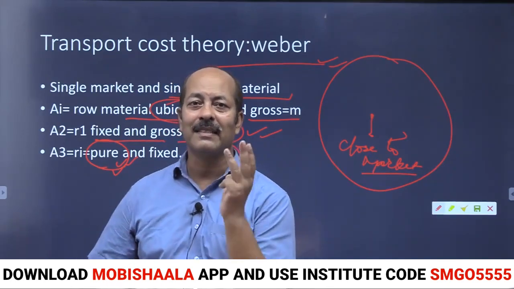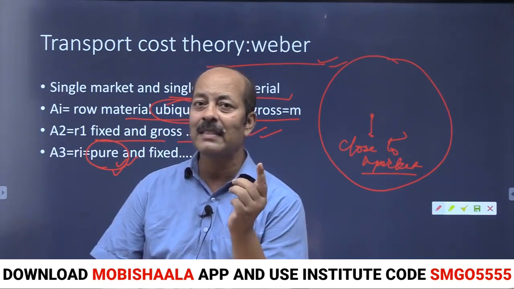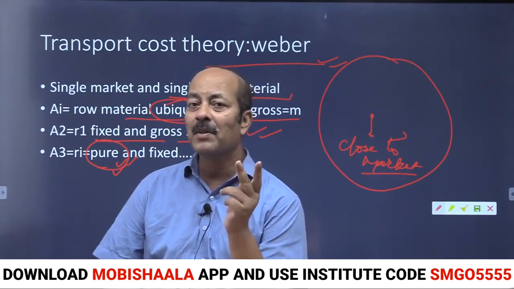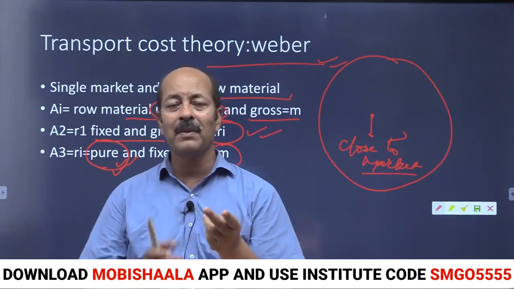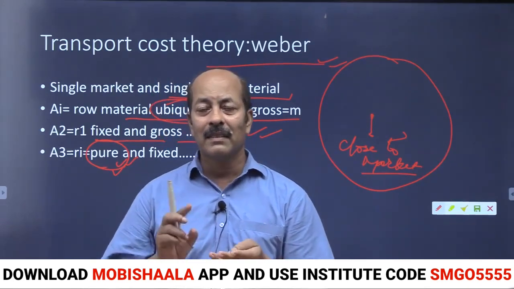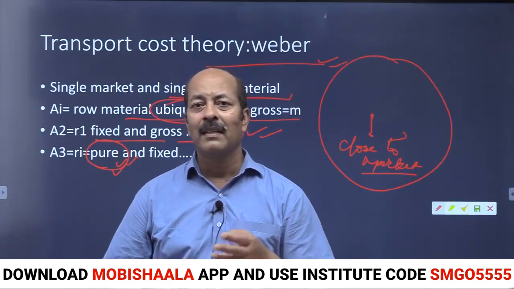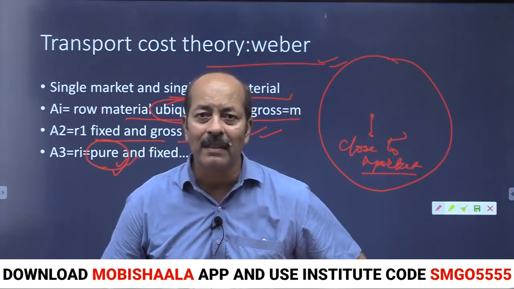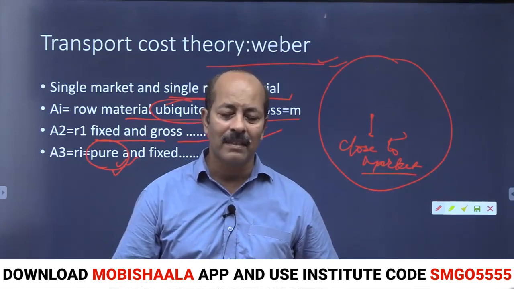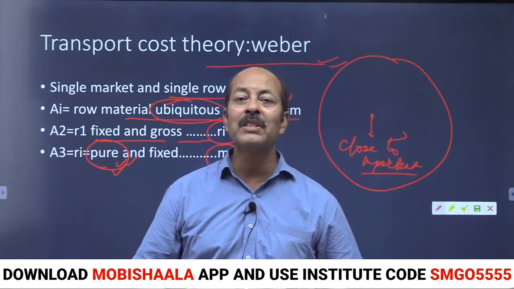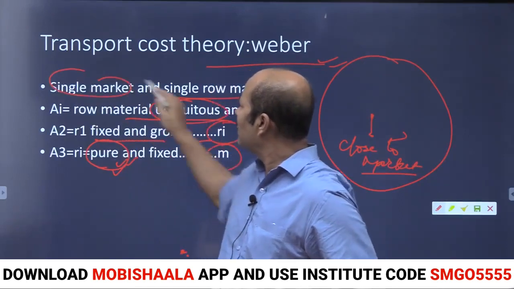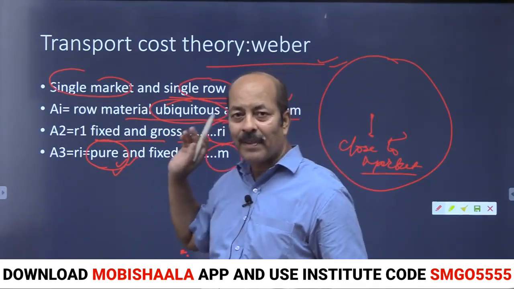So there are three conditions. The first is ubiquitous, the industry will be located close to the market area. The second is a gross raw material, the industry will be located in the raw material area. The third is a pure raw material, the raw material can be transported without losing weight. So the industry can be located near the market area to reduce transport cost. I hope you understand the single market, single raw material case very clearly. Got that?